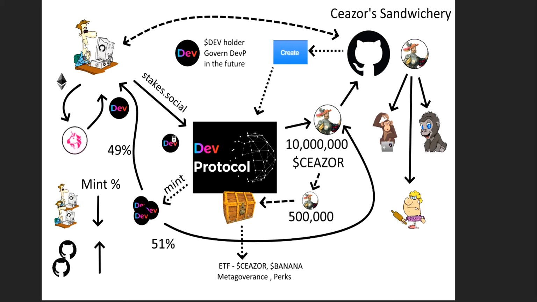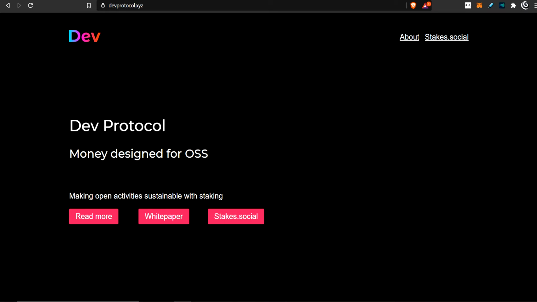So let's head over to the website and we can see what's going on over there. Okay, so here we are back on the dev protocol landing page. It's devprotocol.xyz. Now be careful. I found a .io when I did a Google search, and it's not the same one. Maybe it's a fake one. Maybe it's a different one. I don't know, but it's not the right one.